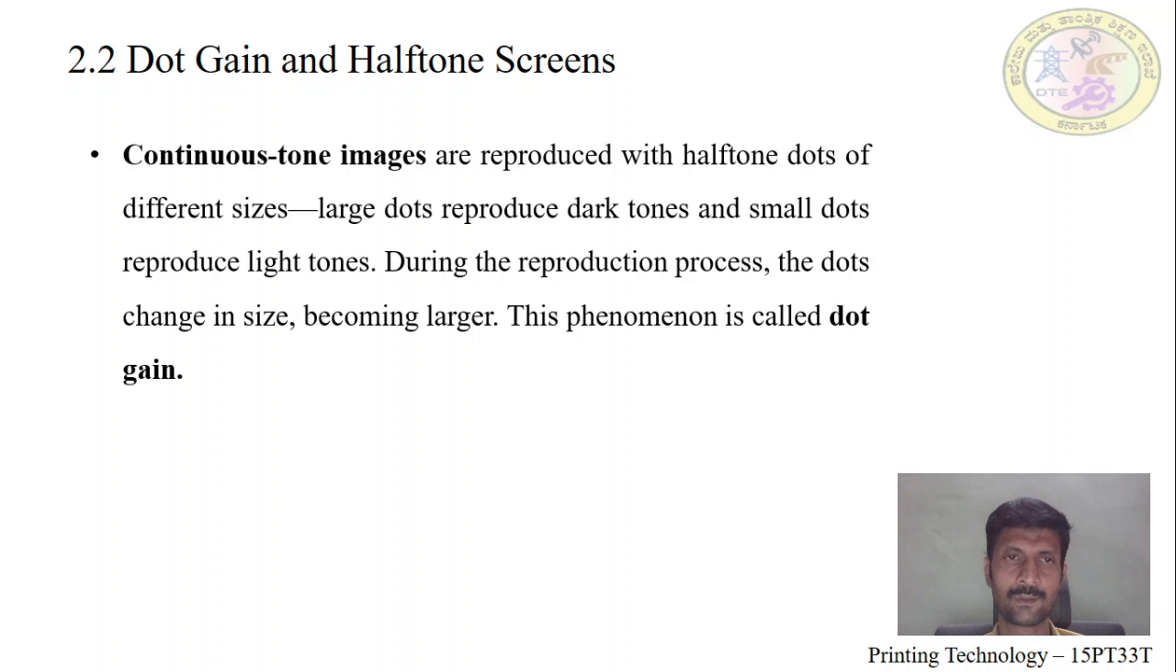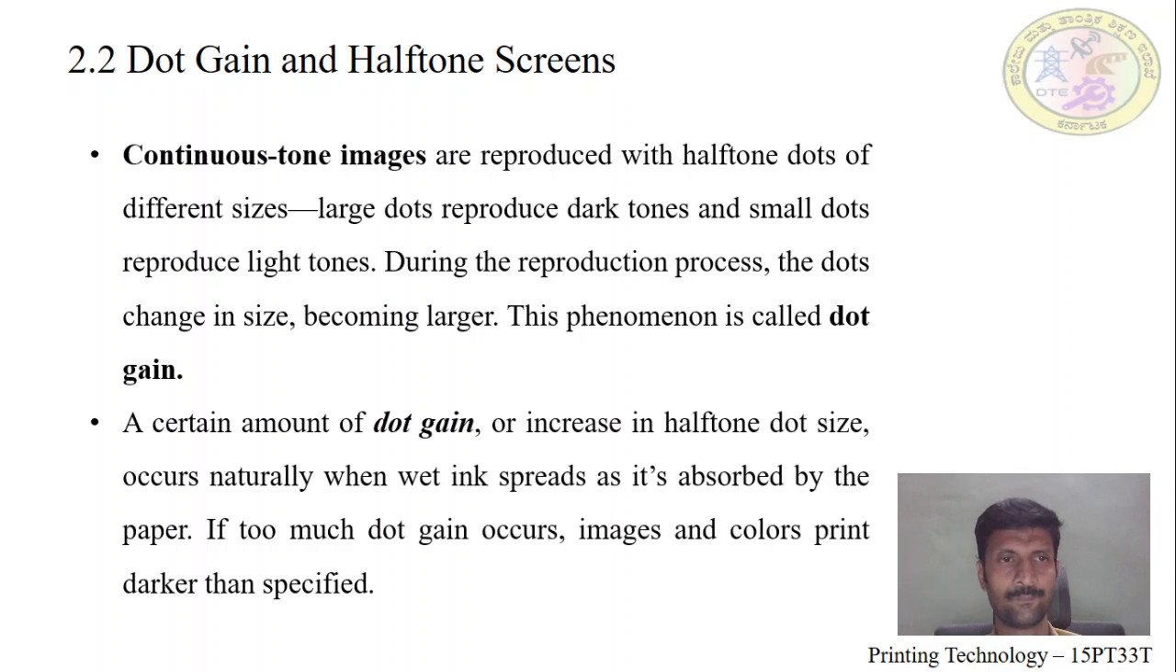Dot gain occurs even in prepress, as well as in printing, due to the stretching of paper and temperature changes, or ink deposition on the blanket cylinder and then transfer onto the plate and paper. A certain amount of dot gain, or increase in halftone dot size, occurs naturally when wet ink spreads as it is absorbed by the paper.